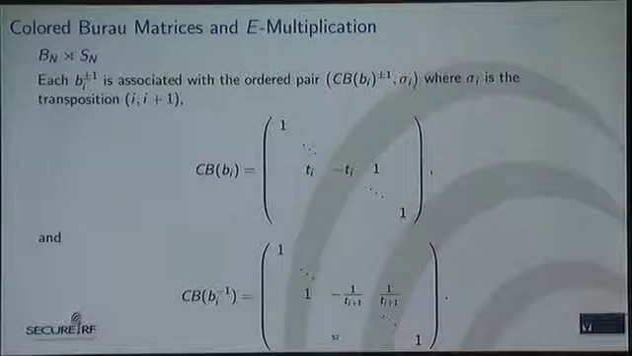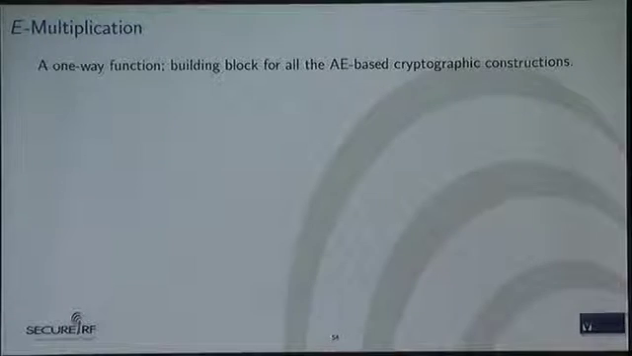So when you have the first braid generator or the inverse braid, you have a specific matrix that forms out. And these t_i's that you see there are actually variables, a variable that you plug in. Based upon that, we have this concept called E-multiplication that we've come up with. E-multiplication is a one-way function. It takes a matrix and a permutation, and then applies a braid generator or a series of them, with its associated permutation, and the end result is another matrix and permutation. This is the building block for all the Algebraic Eraser constructions.